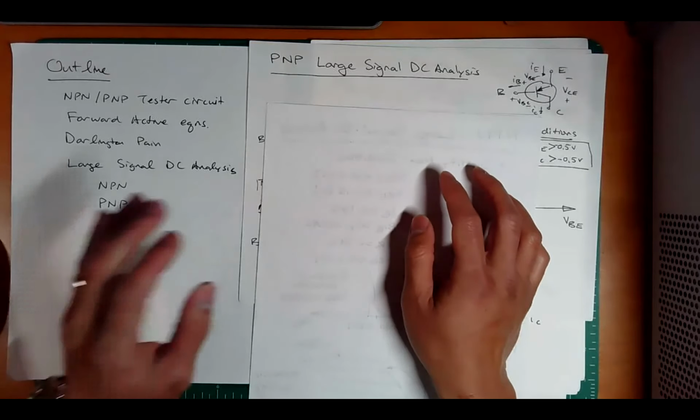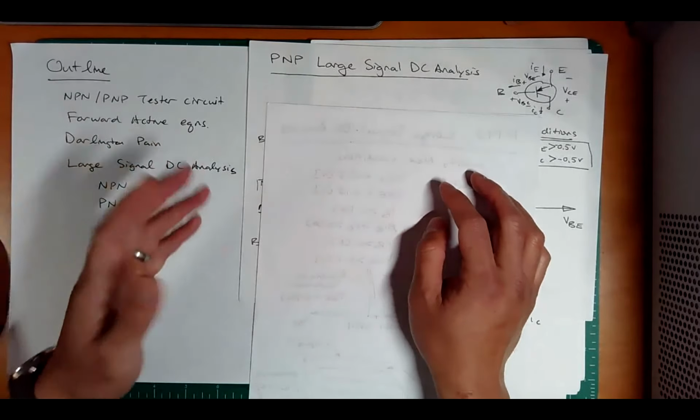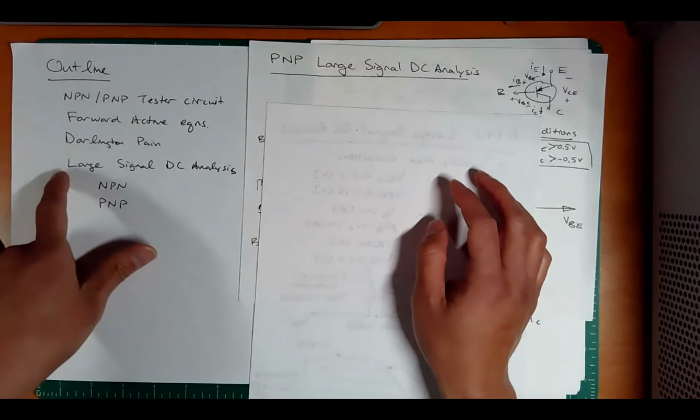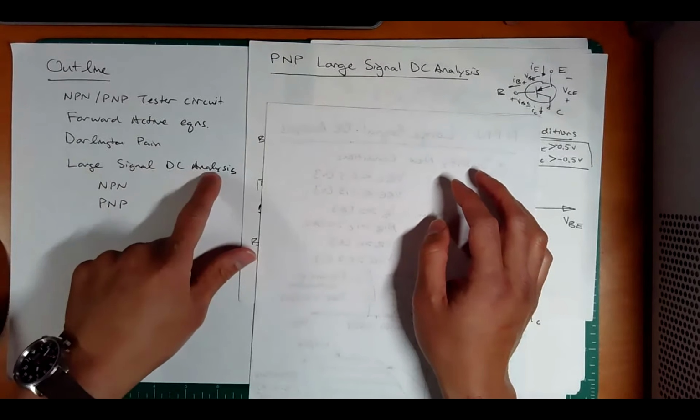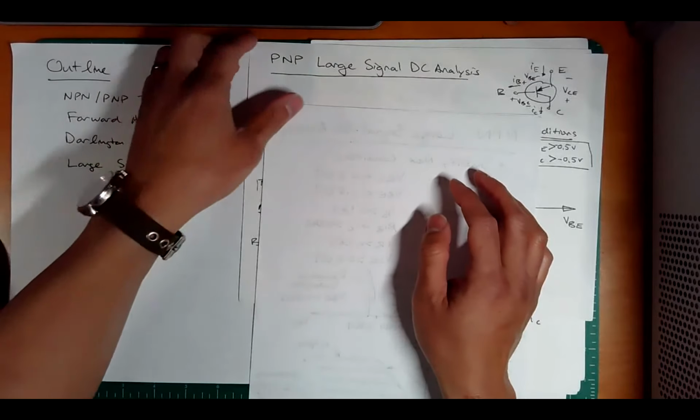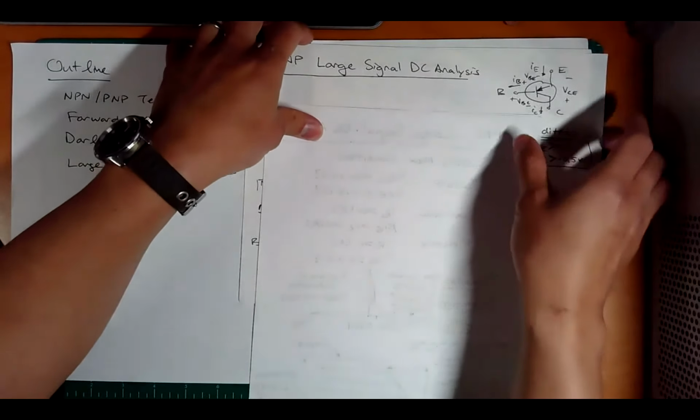Hi, this is ET250, Lecture 5, Part C. And so in this last part, we're going to introduce the large signal DC analysis for a PNP transistor. Okay, so here's the PNP.